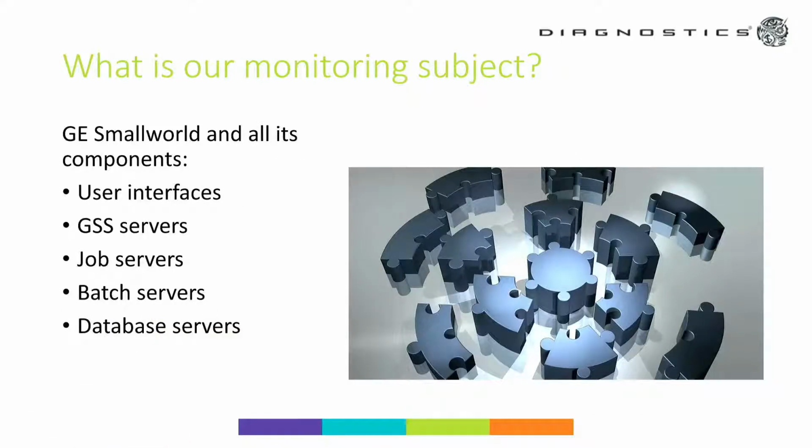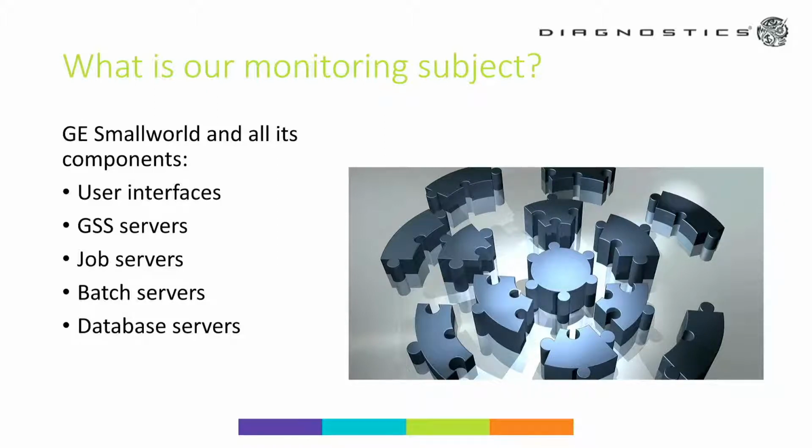And then our subject, of course, that will be GE Smallworld, but it will be all of the components of GE Smallworld, because you need all of those components to get your solution working. So there will be user interfaces to it. Maybe you're still running classic interface, maybe it will be Swift, Smallworld 4, Smallworld 5. GSS servers will be in place, job servers, batch processes, database servers themselves. All of those components together make up the GE Smallworld platform. So if you're going to talk about monitoring for GE Smallworld, we talk about monitoring all of those components.